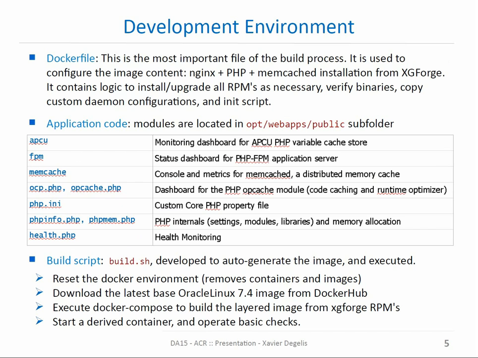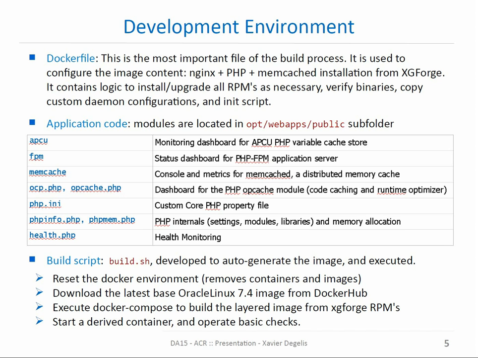The Docker file is the most important file of the build process. It is used to configure the image content or the binaries installation from XGForge. It contains logic to install, upgrade all RPMs as necessary, verify binaries, copy custom daemon configurations, and init script.